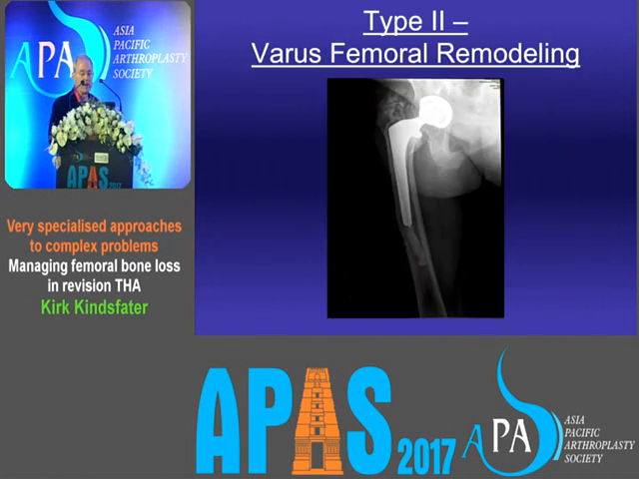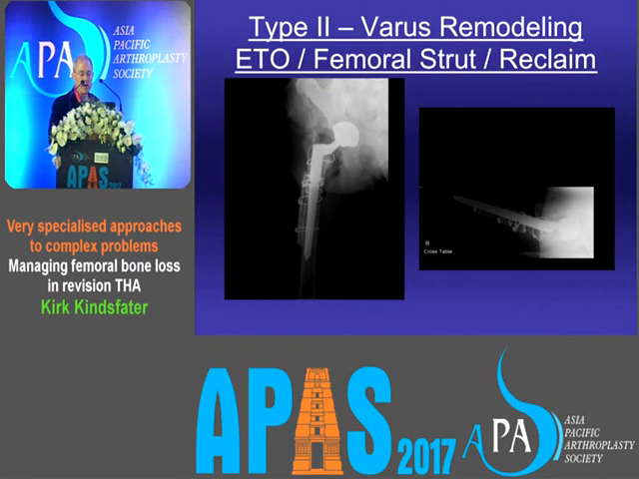Quite simple. But in this case, this one's a little bit farther along, and you can see that there's significant varus remodeling to the proximal femur. You're not going to get a stem down that without doing some kind of an osteotomy. So we do an extended trochanteric osteotomy, which allows us to get a straight stem down, and then I've protected that with the femoral strut.